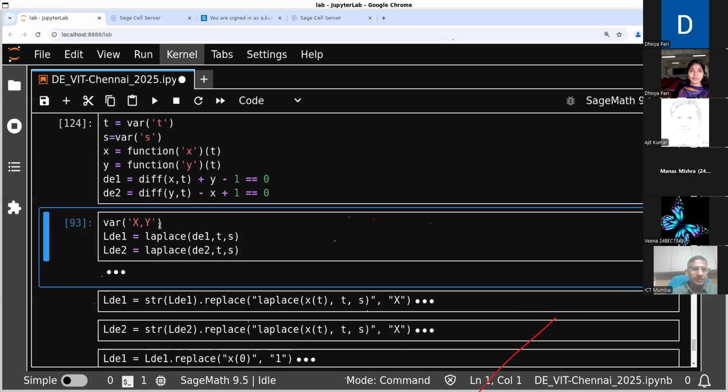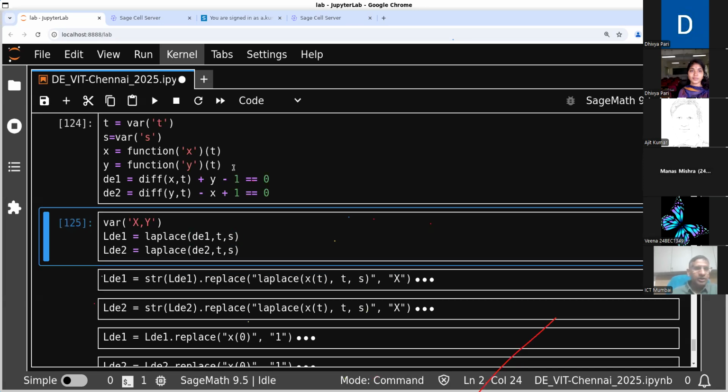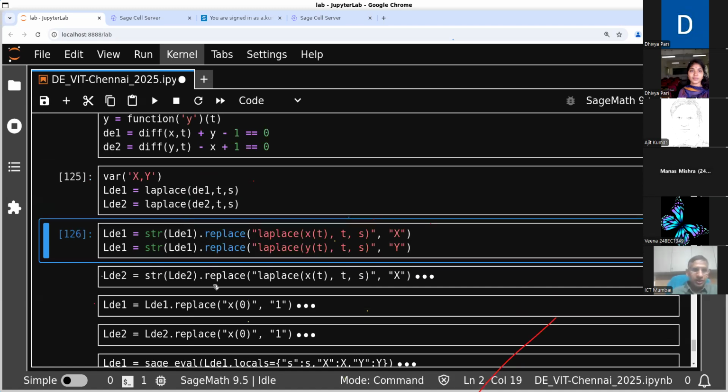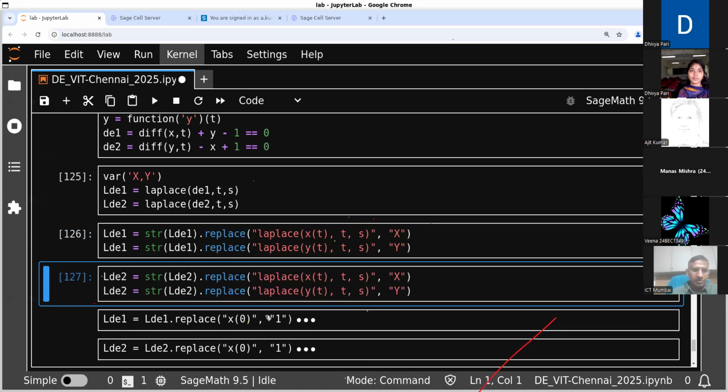So I'm declaring capital X and capital Y. Capital X will replace the Laplace transform of small x, and capital Y will replace the Laplace transform of y. So you can actually do it step by step.